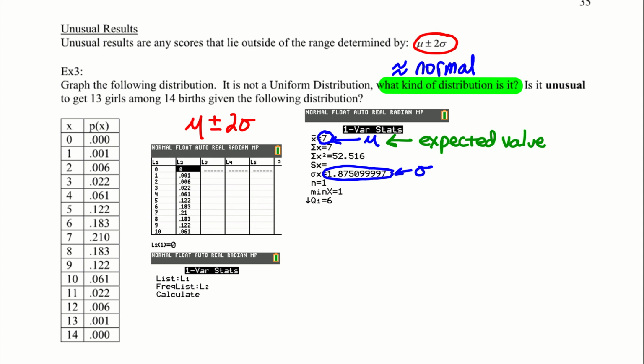If you've got an 8, then you probably typed in something incorrectly in your X column, your L1. But the sigma number is the same. That means probably your P of X is all right. So just double check your L1 and make sure it's 0 through 14.